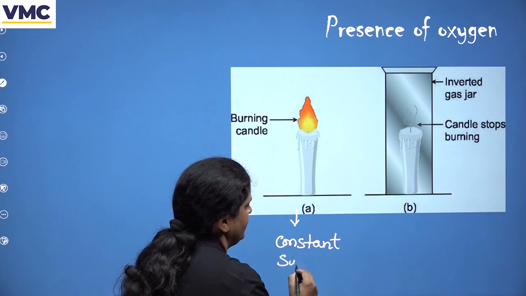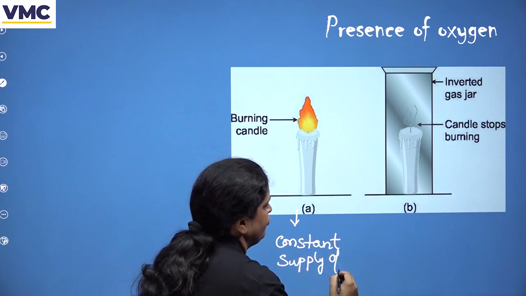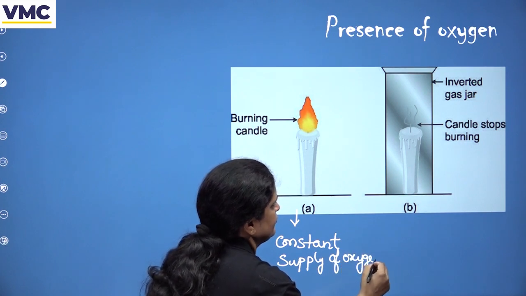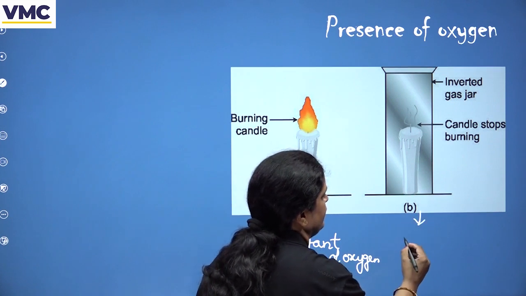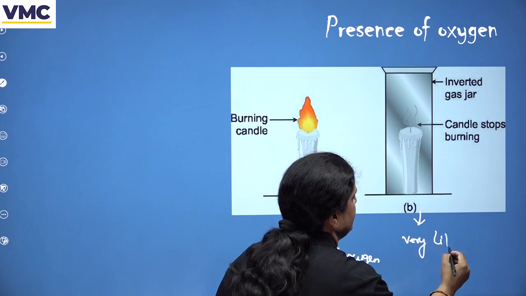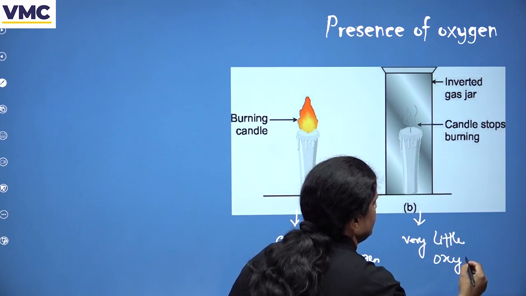Constant supply of oxygen is here. And this is very little oxygen is available.